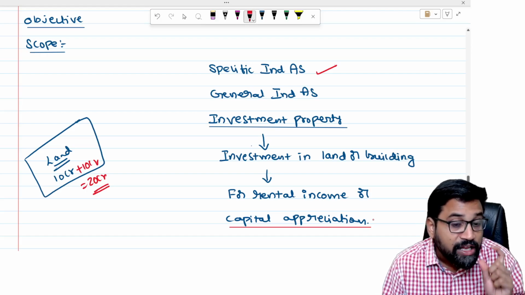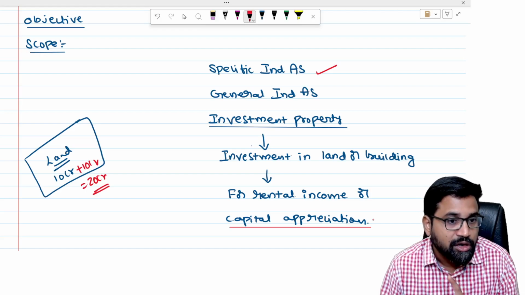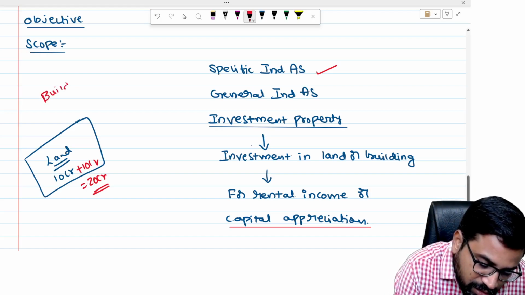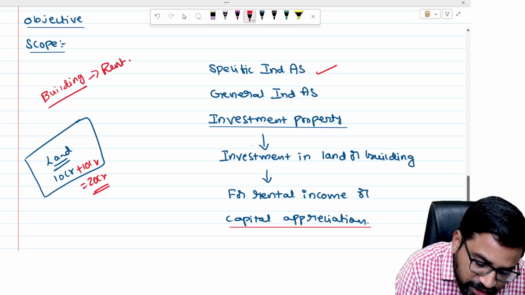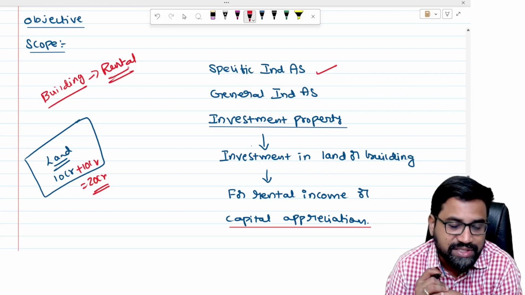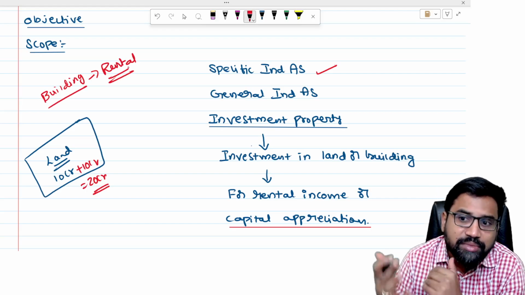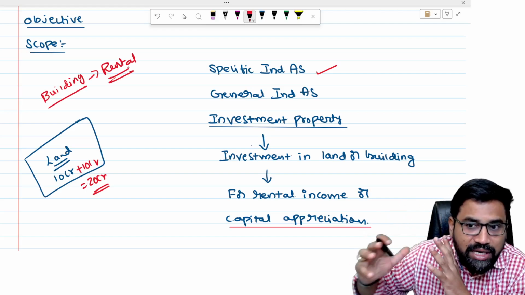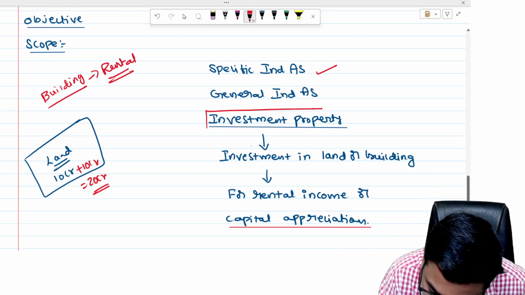Now see here, when an organization purchases any land or building for capital appreciation or for rental income, for example, an organization has purchased a building, the intention behind is we want to earn some rental income. We don't want to use it in our production or supply of goods or services. I mean, we don't use it for business purpose, but we want to earn some rental income. That is our main objective. So when you invest in any land or building for rental income or for capital appreciation, generally that is called investment property.